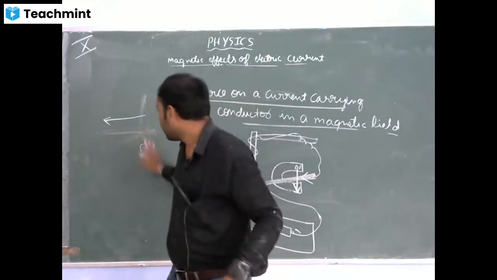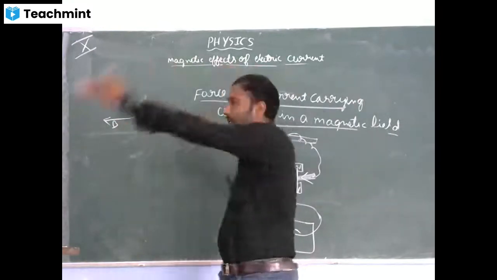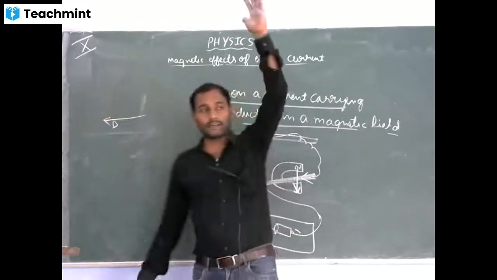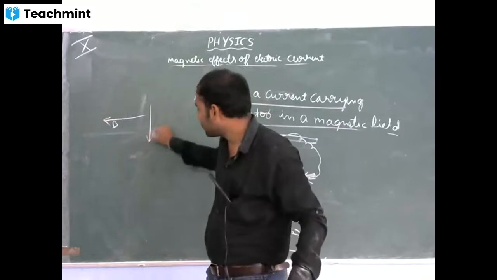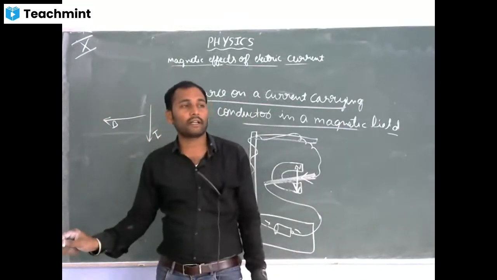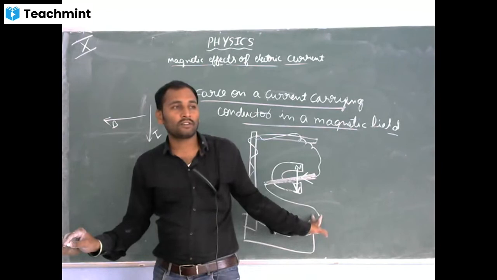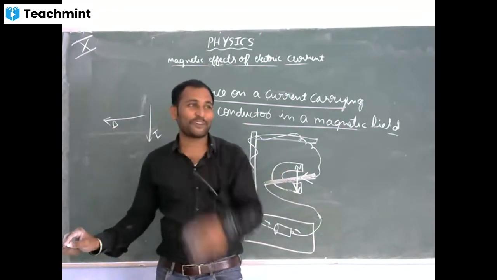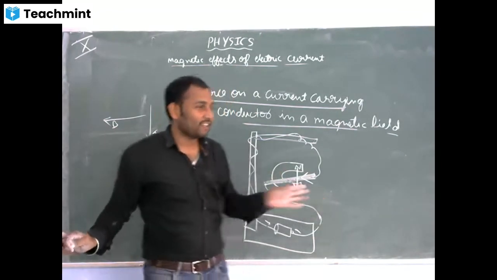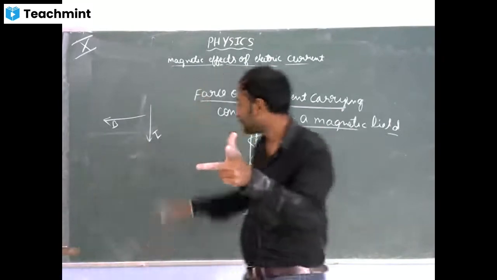So now let me give the magnetic field direction. Magnetic field direction is from this side to this side. Current direction is from up to down. Which side the conductor will move? The board. There are two boards now. See, one more board is there. Towards the board.